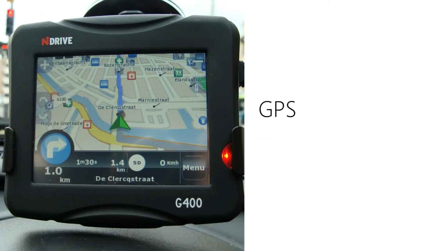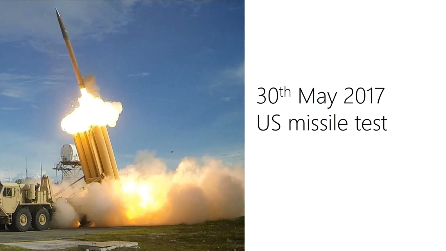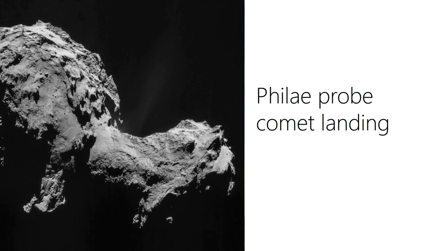The accuracy of atomic clocks is essential. For example, they are used in GPS. Atomic clocks are used to calculate missile interception paths too. The Philae probe landed on a moving comet 437 miles away from Earth due to the incredible accuracy of atomic clocks.